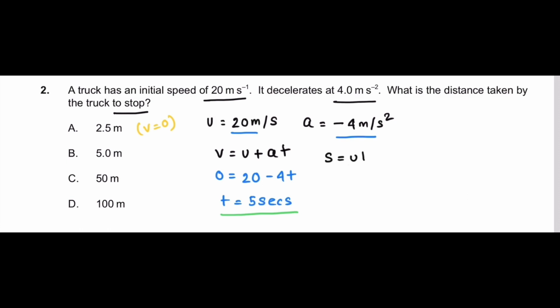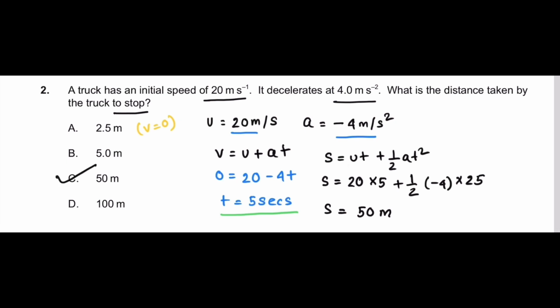Well, s is equal to ut plus half at square. S equal to, right? So what is s? Distance, right? So distance equal to u. What is u? 20. What is the time? 5, right? Plus half. What is acceleration given? Minus 4, right? And what is time squared? Time squared will be how much? 25, right? So that means from here s will be equal to 50 meter, right? So that means the truck will come to stop after 5 seconds and travel a distance of how much? 50 meters. So this will be your option.